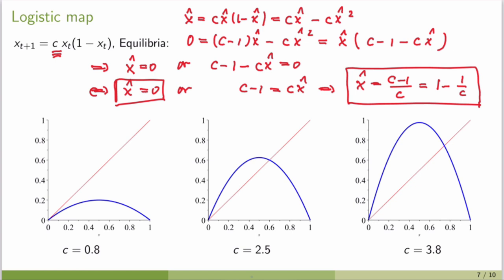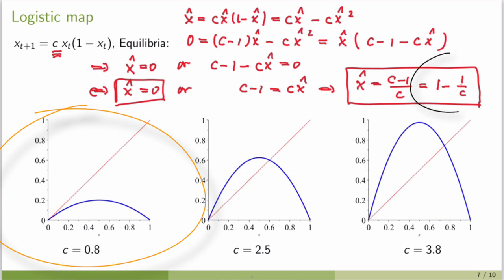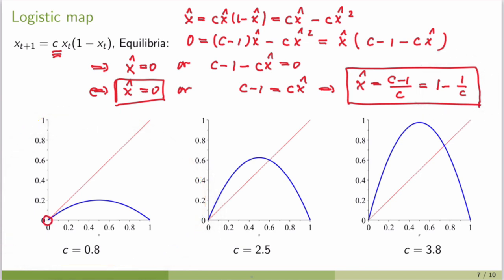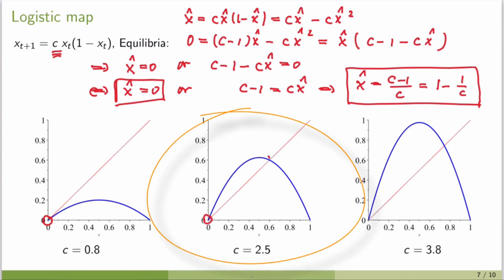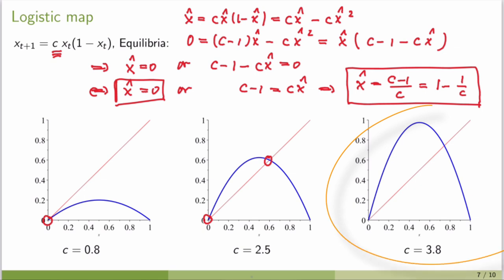And now in these graphs I've shown this to you. So if c is 0.8, then this term 1 minus 1 over 0.8 is less than 0, so it is not seen if I only show the positive part of the curve. So here we have the 0 fixed point. If c is 2.5, then we get a fixed point here and a fixed point here. If c is 3.8, then we get a fixed point here and a fixed point here. And this fixed point here has location 1 minus 1 over c, and same here, this is 1 minus 1 over c. So that's really cool, isn't it? You just need to look at these intersections.